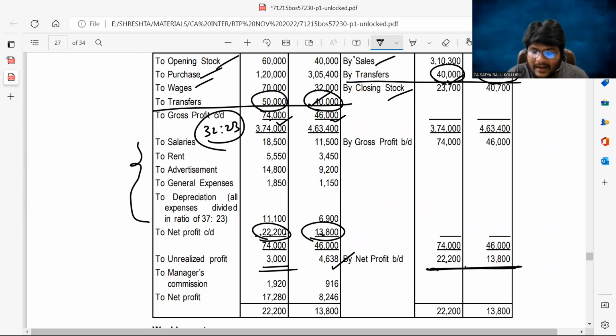Now, after noting such stock reserve, may I know the profits here? 22,200 minus 3,000 is 19,200. On such 19,200, 10% commission is 1,920. Here also, in the same way, 13,800 minus 4,638 gives a profit of 9,162, into 10%, which is 916. Remaining will be the net profits. That is the point they asked. We calculated the manager's commission, we calculated the stock reserve, and we prepared the trading and P&L account. Over.